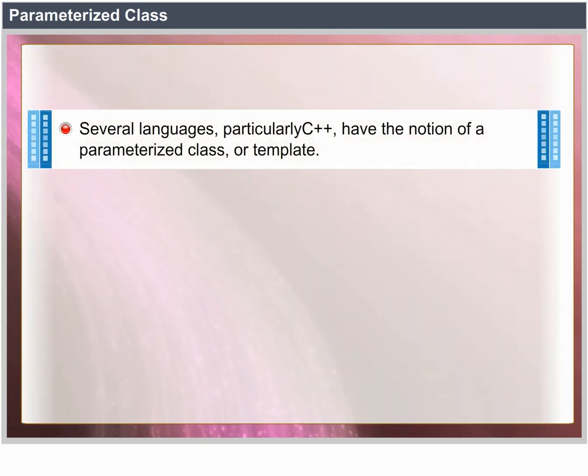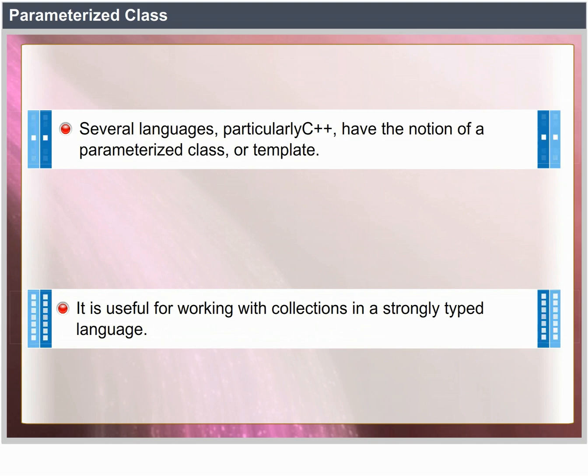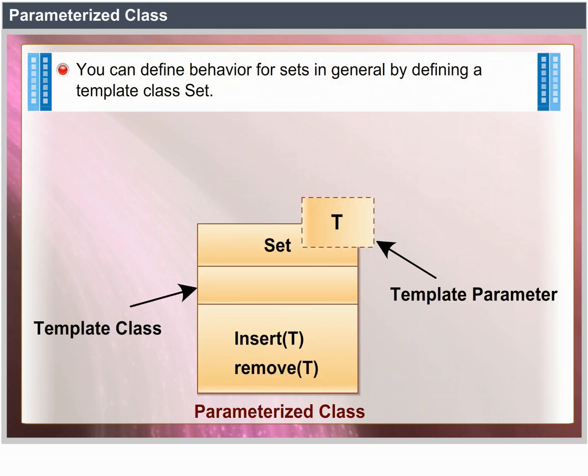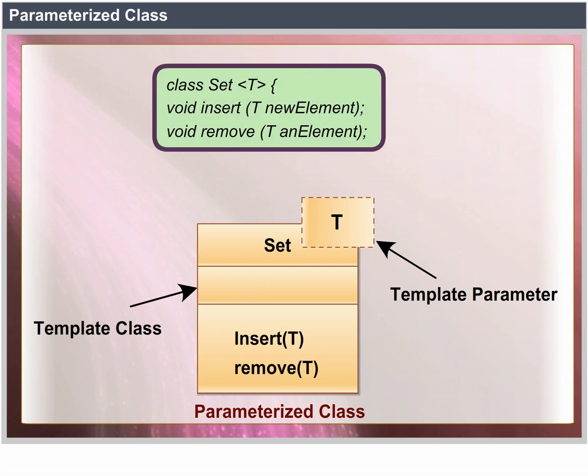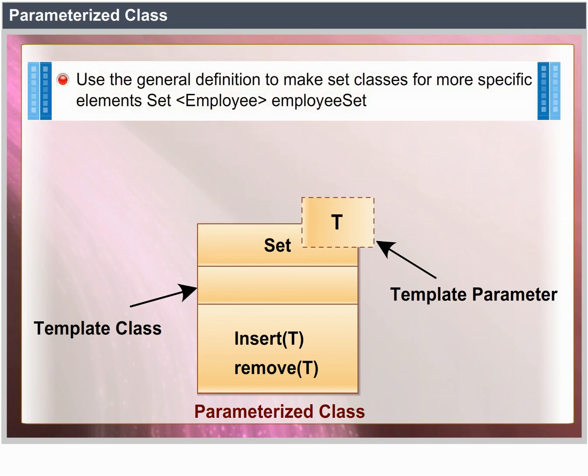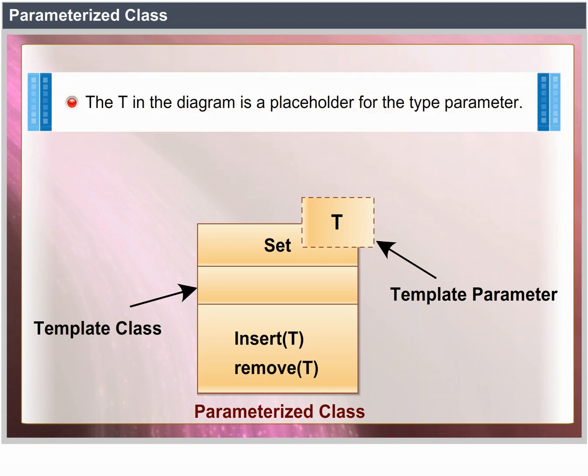Parameterized class. Several languages, particularly C++, have the notion of parameterized class or template. It is useful for working with collections in a strongly typed language. You can define behavior for sets in general by defining a template class Set<T> { void insert(T newElement); void remove(T anElement); }. Use the general definition to make set classes for more specific elements: Set<Employee> employeeSet. The T in the diagram is a placeholder for the type parameter.